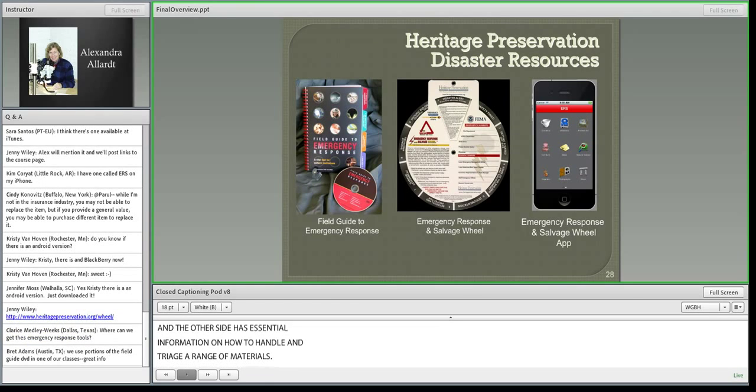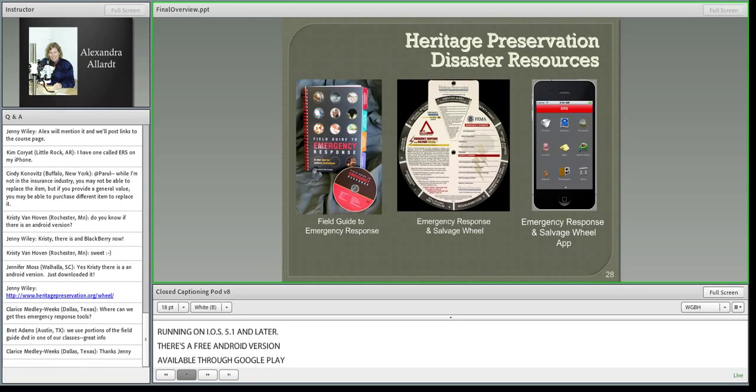Now, another type of planning guide is the Field Guide to Emergency Response, complete with CD. It's a sturdy copy in a spiral binding. It provides clear and practical advice outlined in a format that is very useful for planning as well as implementation during a response.